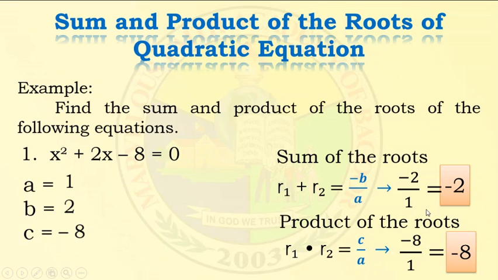Okay, lahat po ng number, kapag yung denominator ninyo ay equals 1, ibig sabihin nun, lahat ng nasa numerator nyo, yun yung magiging final answer nyo, kasi 1 na yung denominator. But if the value of the numerator is 1 and the value of the denominator is 1, therefore that is always equals to 1. So, ang sum ng roots natin ay negative 2 at ang product naman ay negative 8.